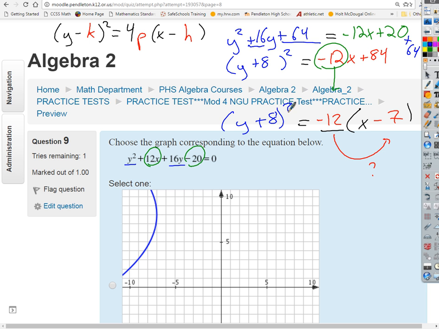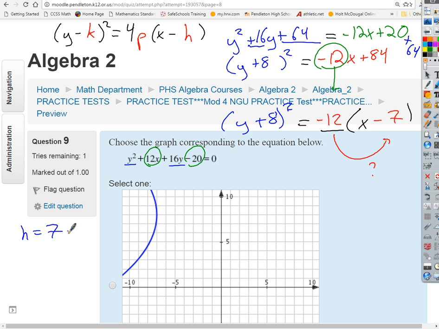y plus 8 squared equals negative 12 times x minus 7. So Manuel, back to you. What's the value of h? 7. Now you said 7, right? Yeah. So h is 7.